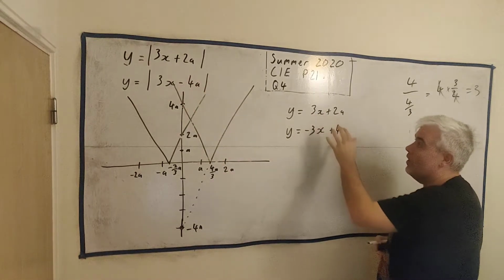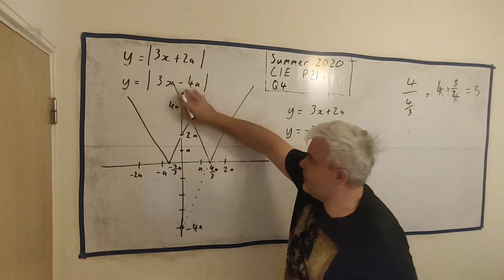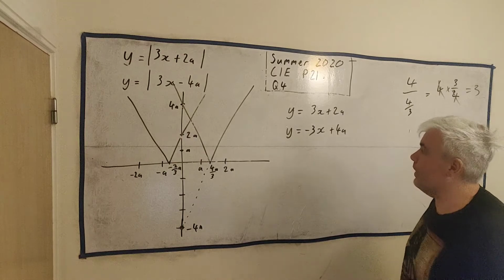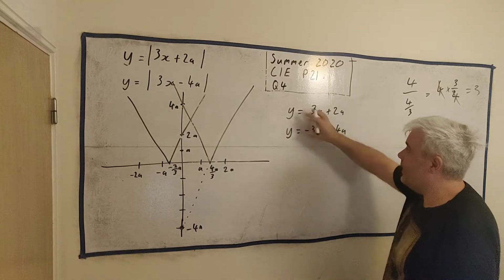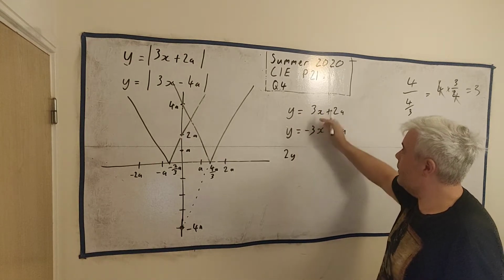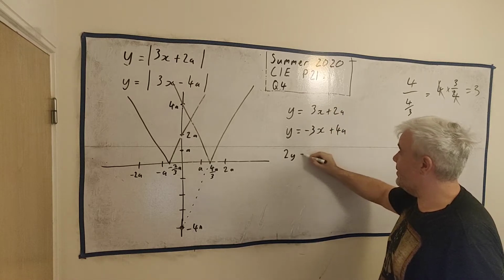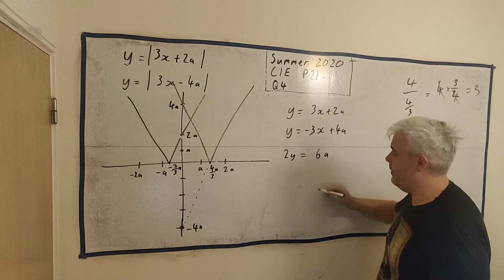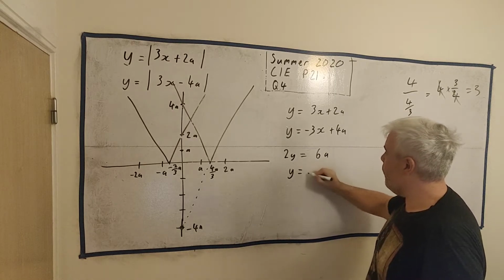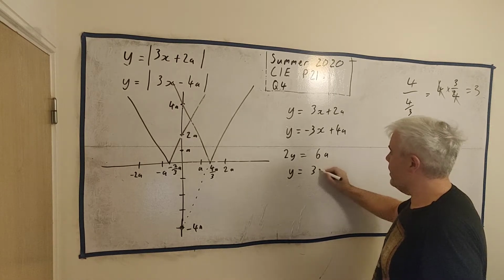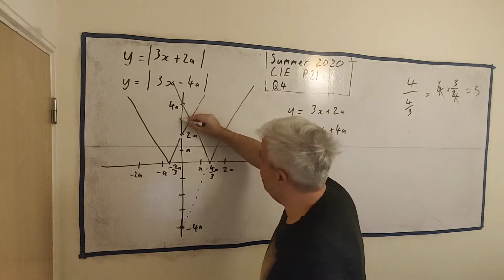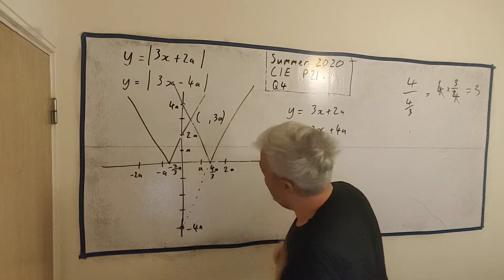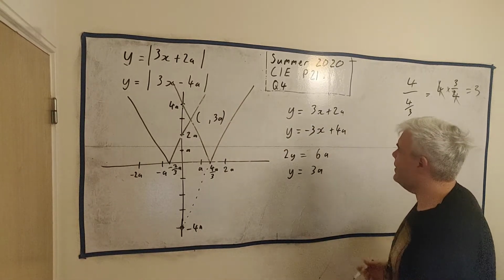So we've got our two lines, this line and this line. It's quite easy to find the intercept. We just do some algebra, a simultaneous equation. Let's add these together. We get 2y. Add these together, we get 0 equals 0. Add these together, we get 6a. So that gives us y is equal to 3a. This point here is something, 3a.